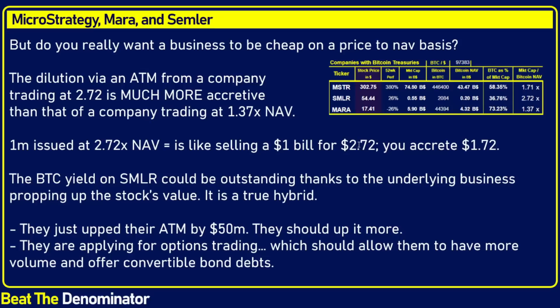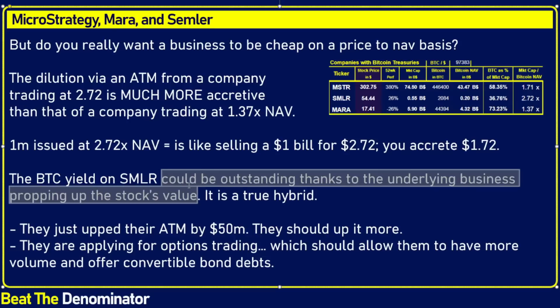And of course, you dilute by $1, but you get $2.72. So you do the difference and you accrete 1.72. You generate that yield for your shareholders at 1.72. So the BTC yield, the Bitcoin yield at Semler could very well be outstanding going forward, thanks to the underlying business propping up the stock's value, right?